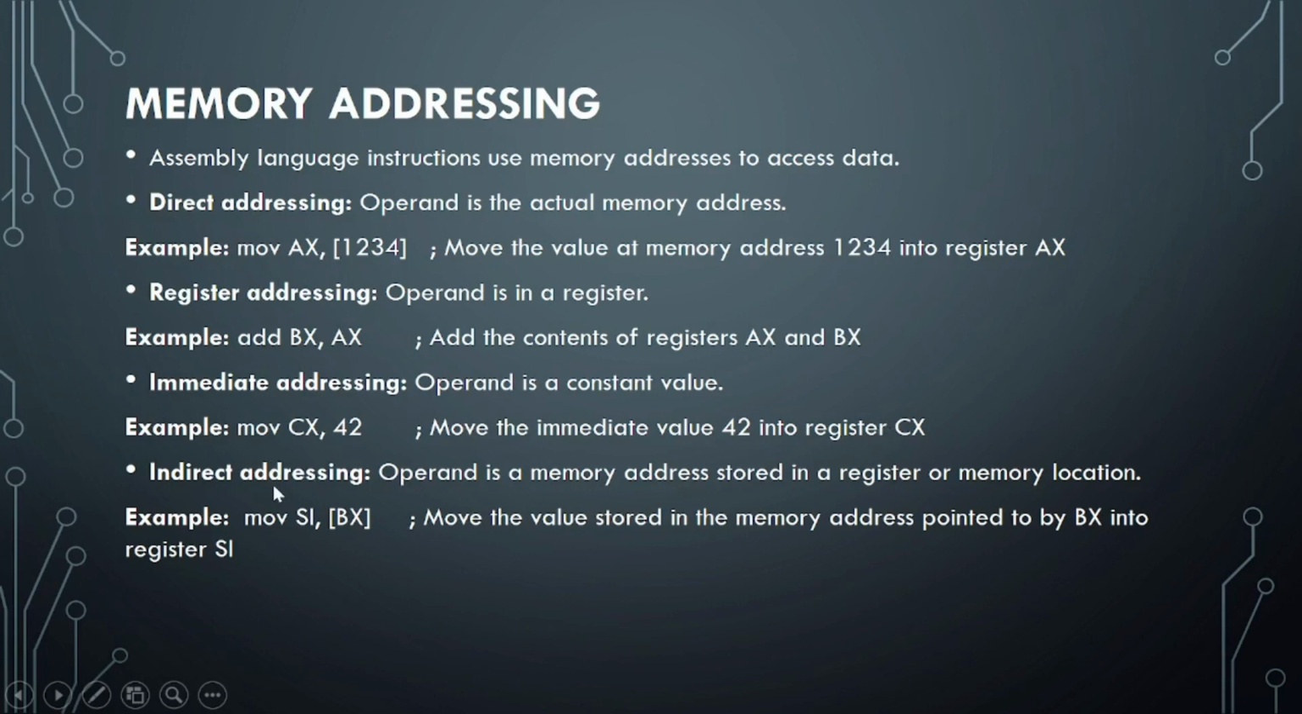Then we have indirect addressing, a type of addressing in which the operand is a memory address which is stored in a register or a memory location. Let's see an example: MOV SI, [BX]. Move the value stored at the memory address pointed to by BX into the register SI. It means BX is pointing to some address and the value stored at that address is being moved to SI.